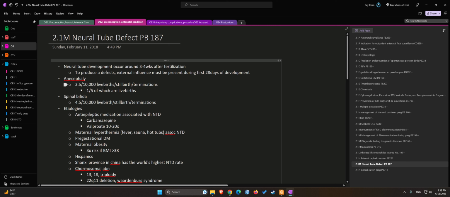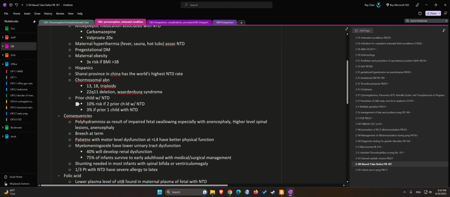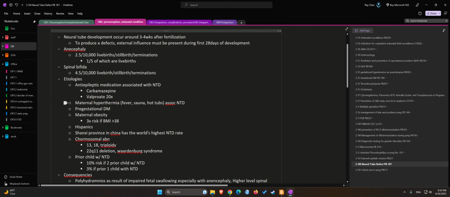Etiology: anti-epileptic medications are associated with neural tube defects, carbamazepine and valproic acid. It's up to 20 times the risk. Valproic acid is 20 times the risk. Maternal hyperthermia: fever, sauna, hot tubs. Pregestational diabetes. Maternal obesity is 3 times the risk if BMI is greater than 38.